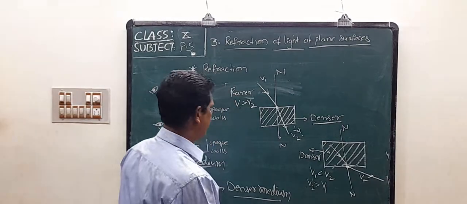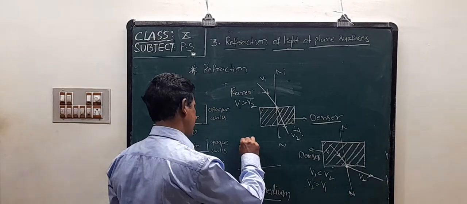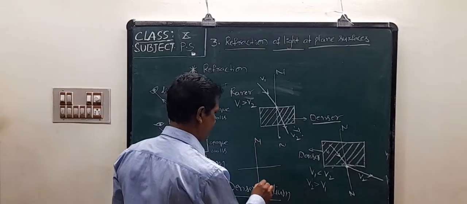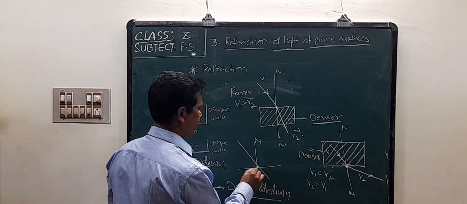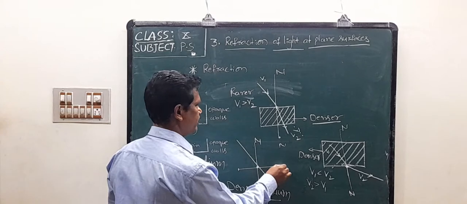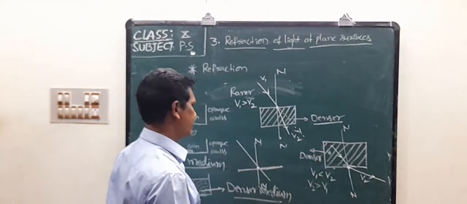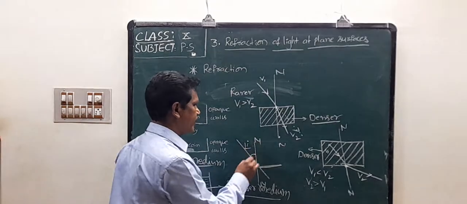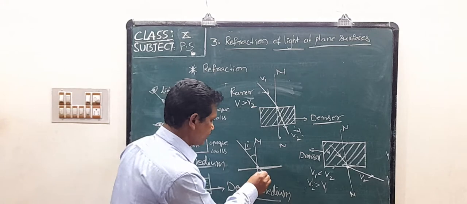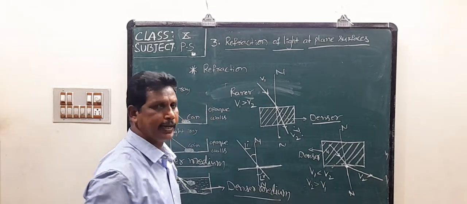Okay, here this is the ray diagram. N is the normal. This is the point of interface. This is the denser medium. This angle is called the incident angle, and this angle is called small r, the refracted angle.